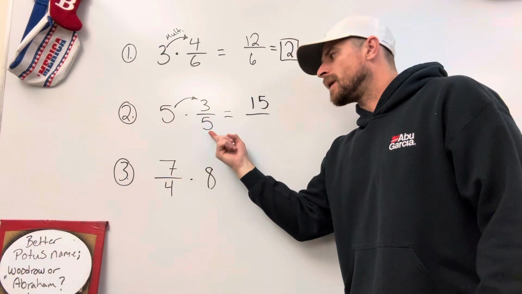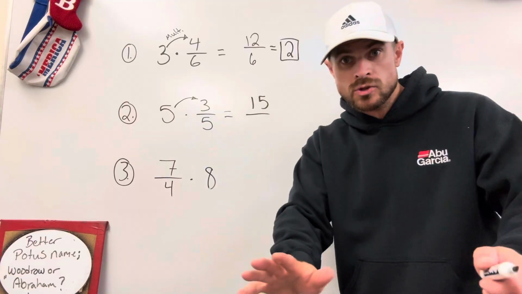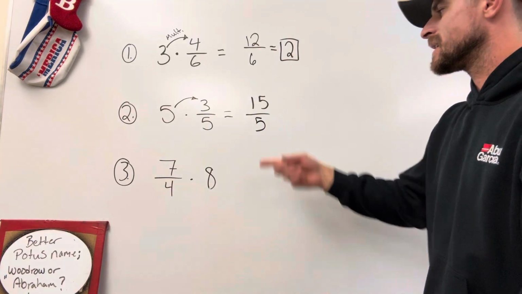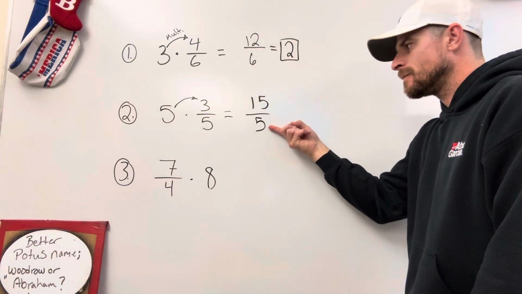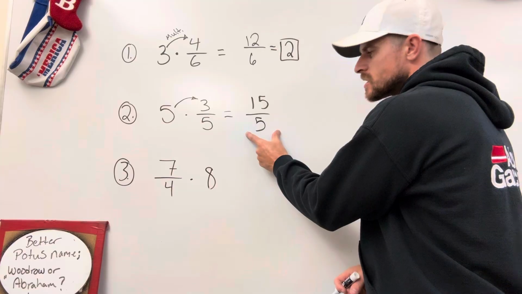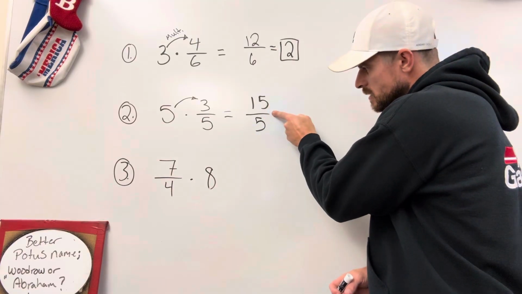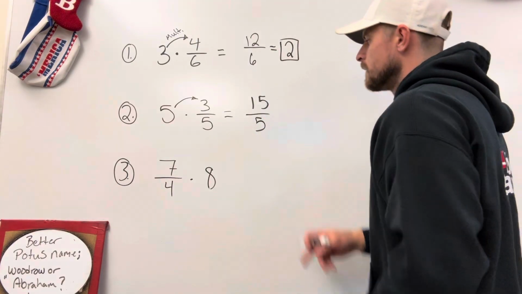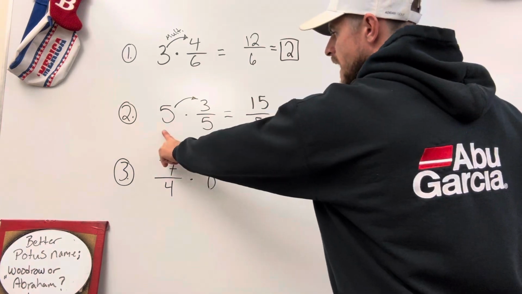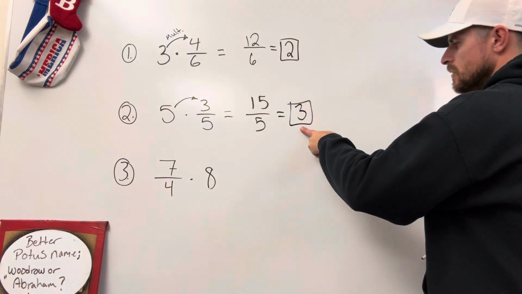And then remember, the bottom number doesn't change. Don't change it. Leave it as it is. It's a 5. Put 5 down there. Now we say 15 divided by 5, or 15 fifths. Fractions are really just division problems. Numerator divided by denominator. 15 divided by 5 makes 3. So our answer, 5 times 3 fifths makes 3.